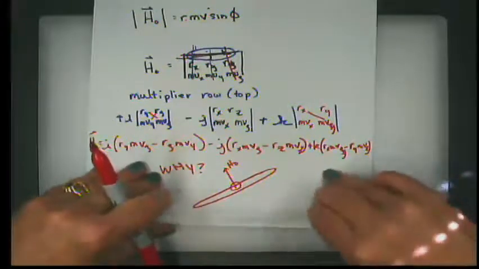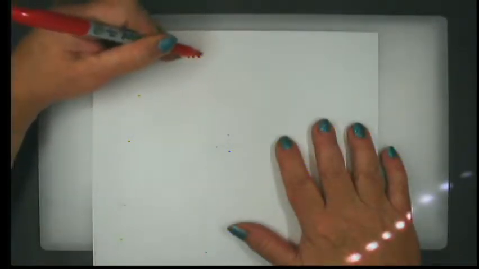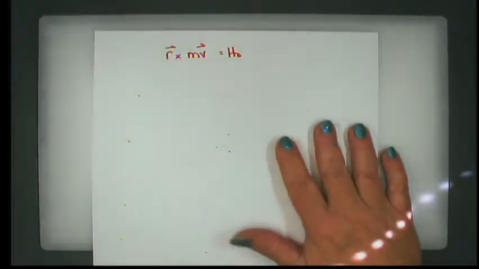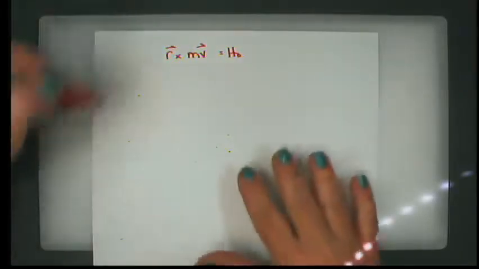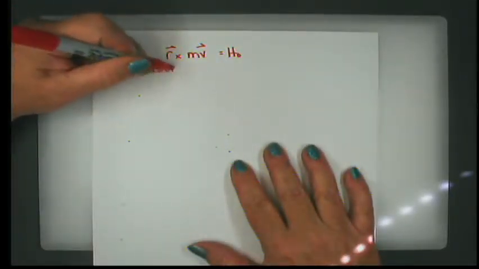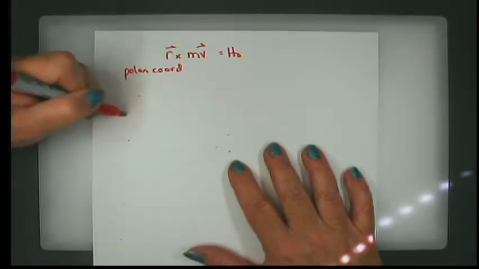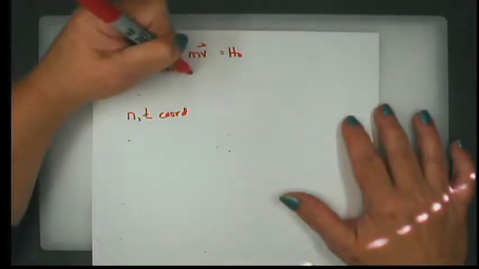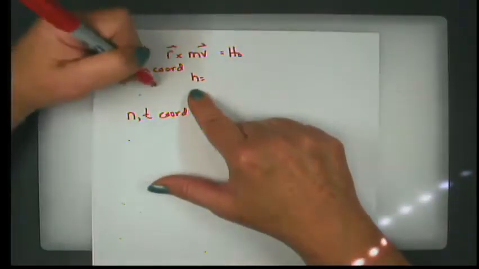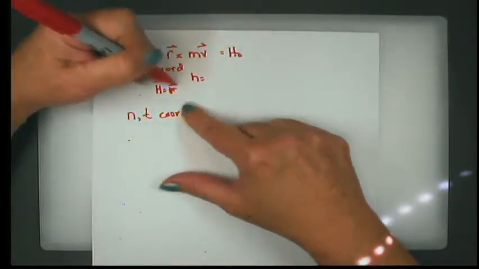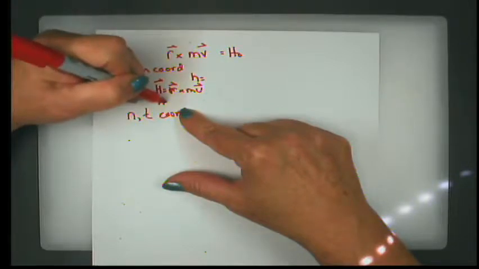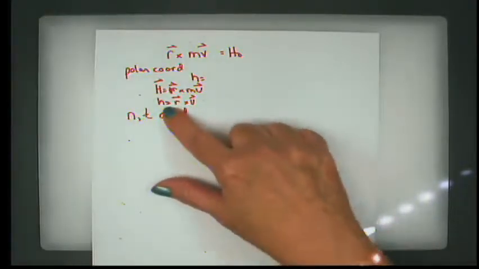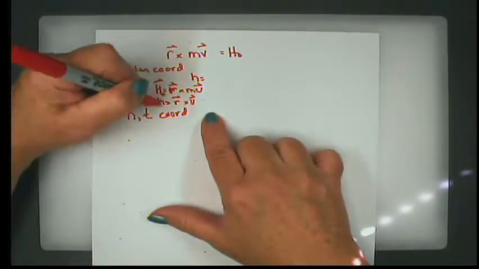When we talk about orbital mechanics, this is always true: R crossed with mv is equal to H sub O. But often using polar coordinates or normal tangential coordinates will be more useful. With polar coordinates, little h means r cross v. Little h is just r cross v. In other words, little h just represents the intensive property of angular momentum, or angular momentum per unit mass.